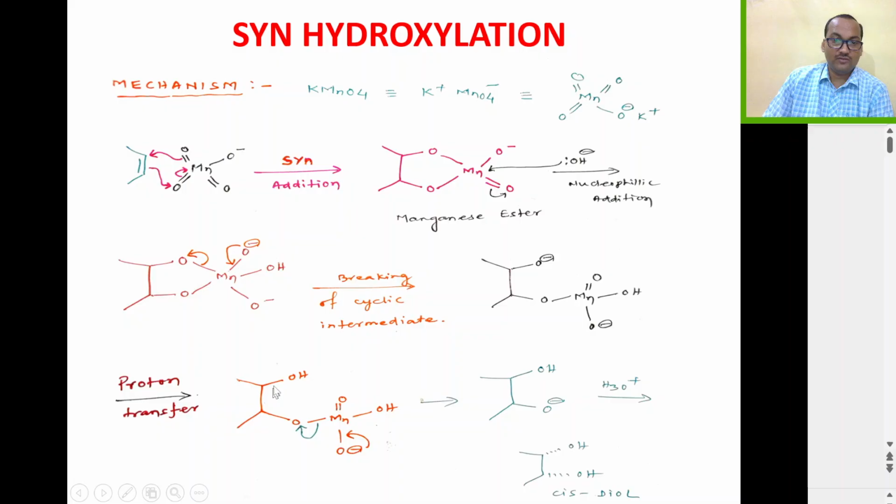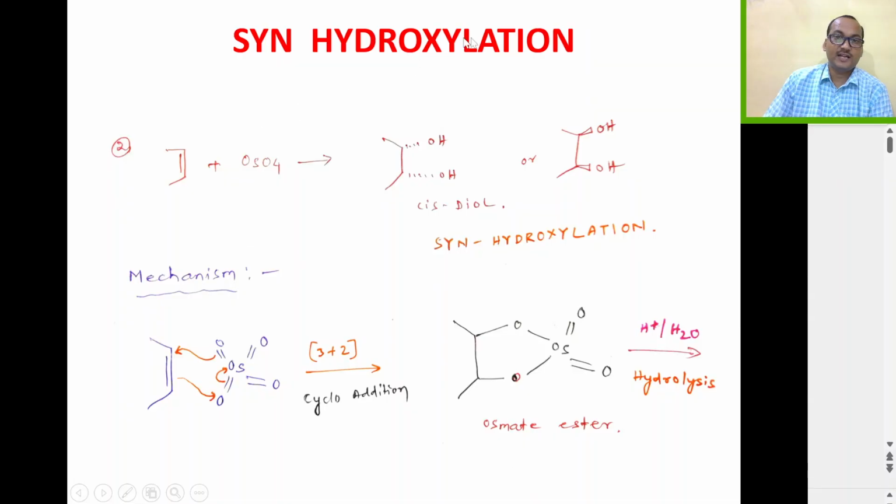So as a result you get this hydroxyl group here, and once you get this species, when this O minus will come back, this Mn-O bond will break on this oxygen. So as a result you get this oxyanion, and it will take the proton from hydronium ion H3O plus. So as a result you end up with this cis diol.